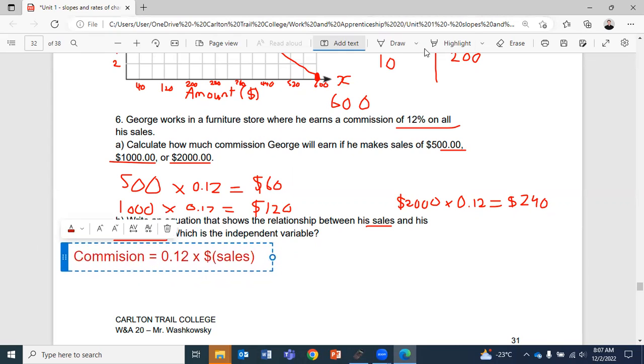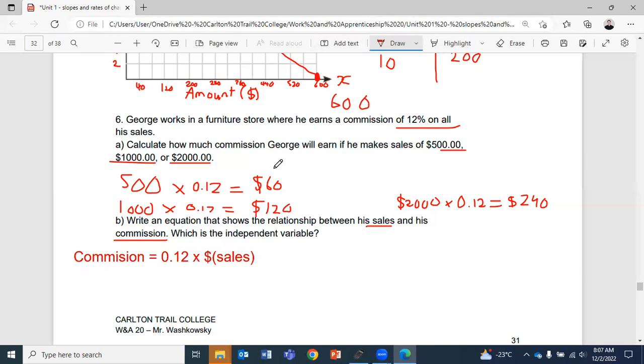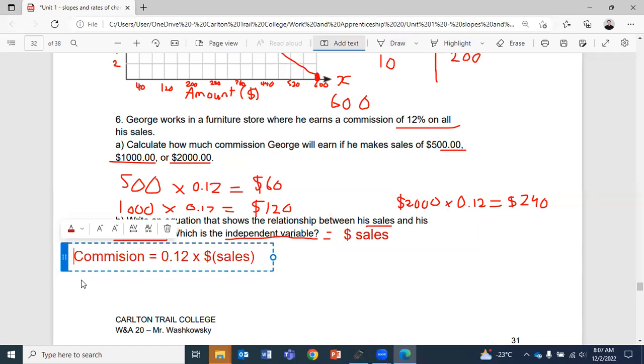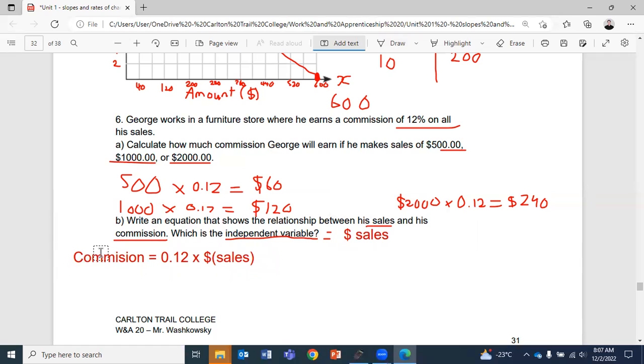Okay. What is the independent value? The independent value, if you scroll up, is something you can set to whatever you want. His independent value here is going to be the dollar of his sales. I could say he sold $10,000 of stuff there. I could say he sold $5 of stuff, but his commission money is dependent on this. It depends on how much he makes in his sales.